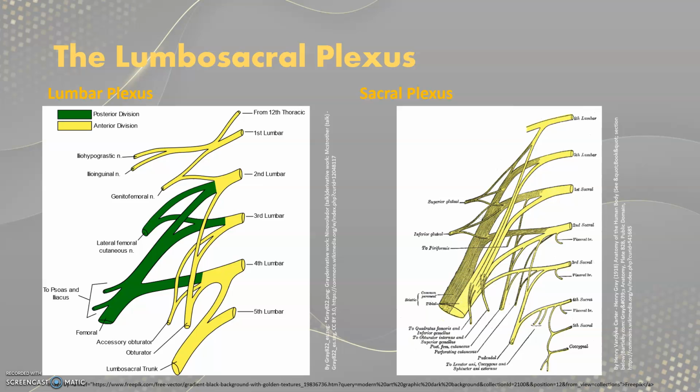The sacral plexus is formed from L5 to S3, and the main nerves from this plexus are the sciatic nerve, which is divided into the tibial and peroneal nerves distally, the pudendal nerve, and the gluteal nerves.